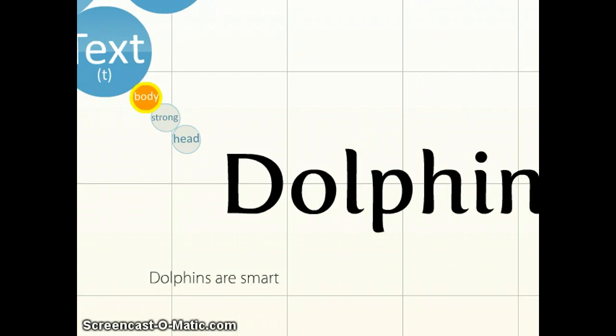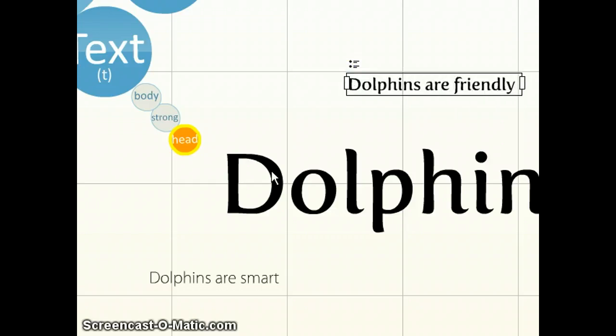If you wanted to type something else, I'll just choose head as the next one. I'm going to type up here. Dolphins are friendly. And as you can see, there are 2 different fonts that it came out as. So to take off this text, you're just going to click the text bubble.